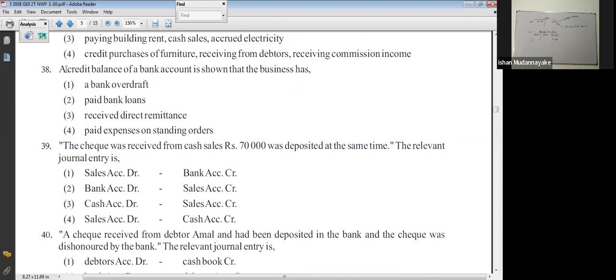Right. Look at question number 38. A credit balance of the bank account shows that the business has... Ramai, if you have some idea regarding the bank account, can you give me the answer for question number 38? A bank overdraft. Yes, bank overdraft. Under current liability, when we discussed chapter 4, I gave you this example. Ramai, what do you mean by bank overdraft? We'll discuss later.